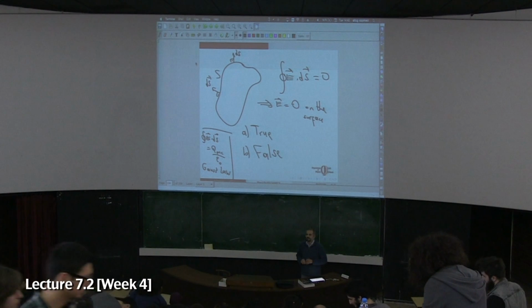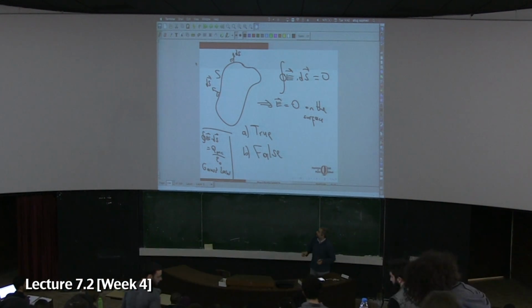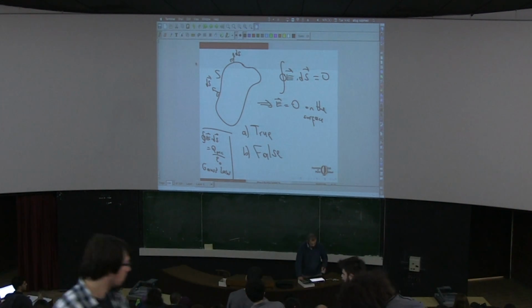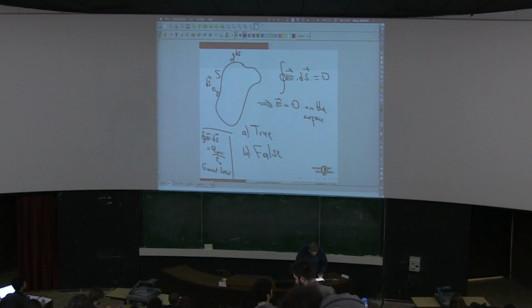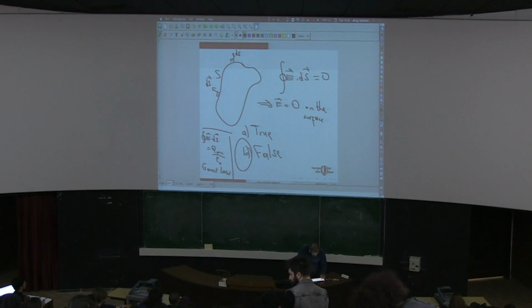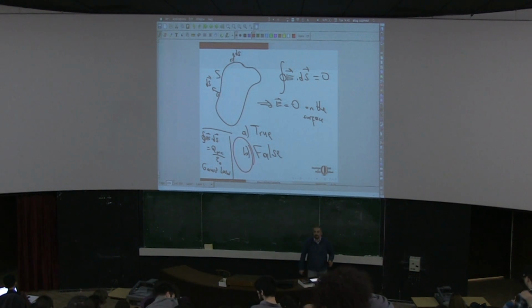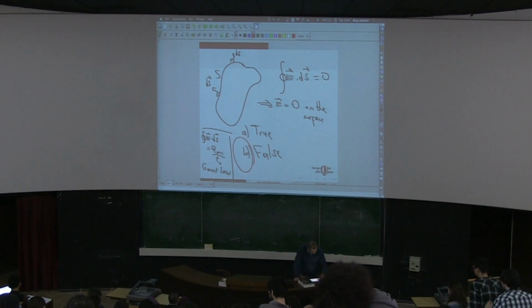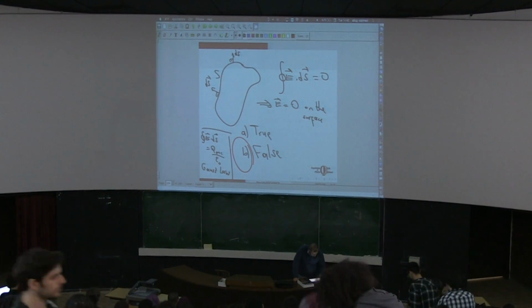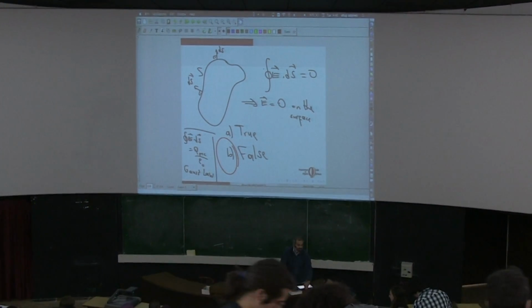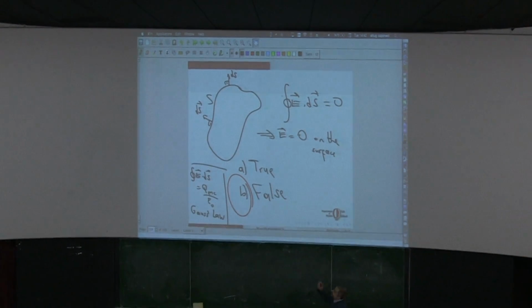Okay, well, most of you were already convinced that the answer was B, which is the correct answer. Let's just go over it. Now, this just looks like the integral in the Gauss law.